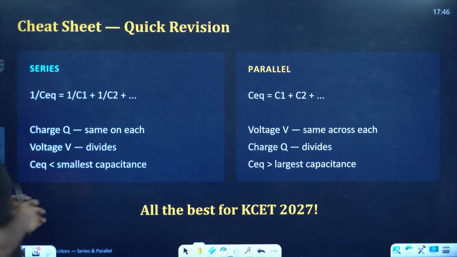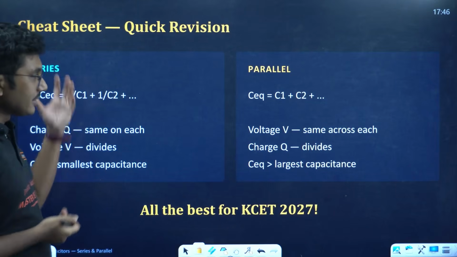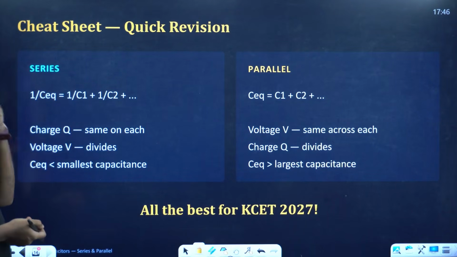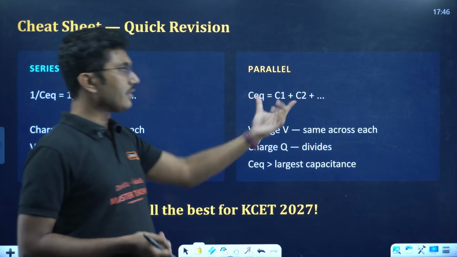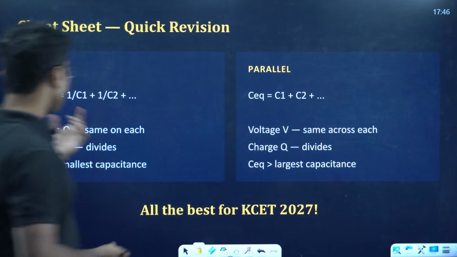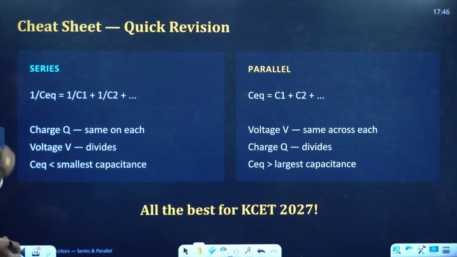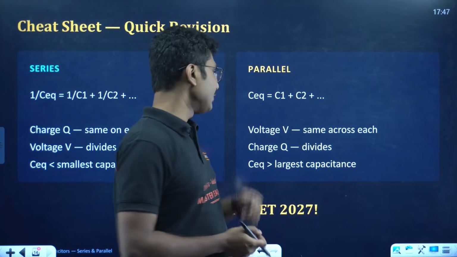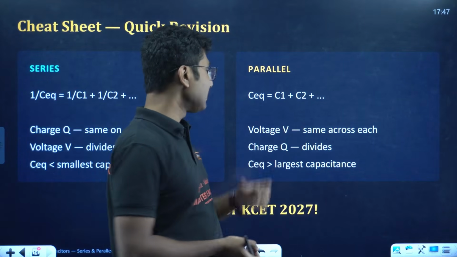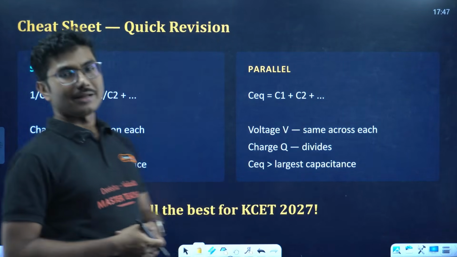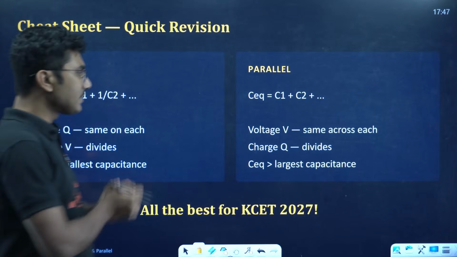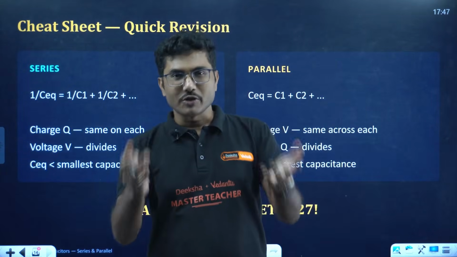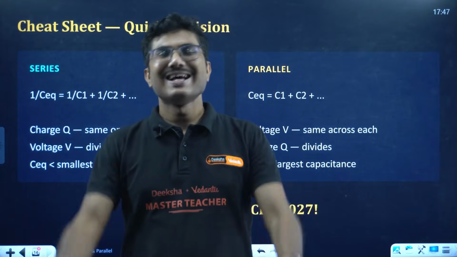Now, this is a cheat sheet for quick revision before your KCET exam. For series, C equivalent is this. C equivalent is this for parallel. In series, charge remains the same, voltage is different, and C equivalent is smaller than the smallest. In parallel, voltage is the same across each, charge Q divides, and C equivalent is larger than the largest.